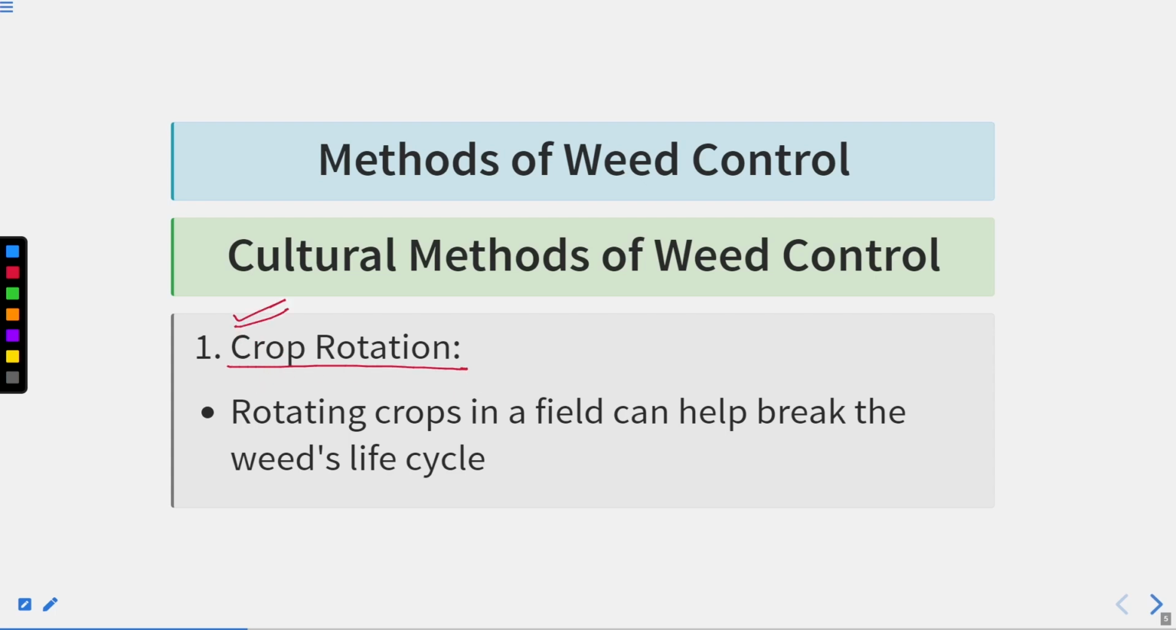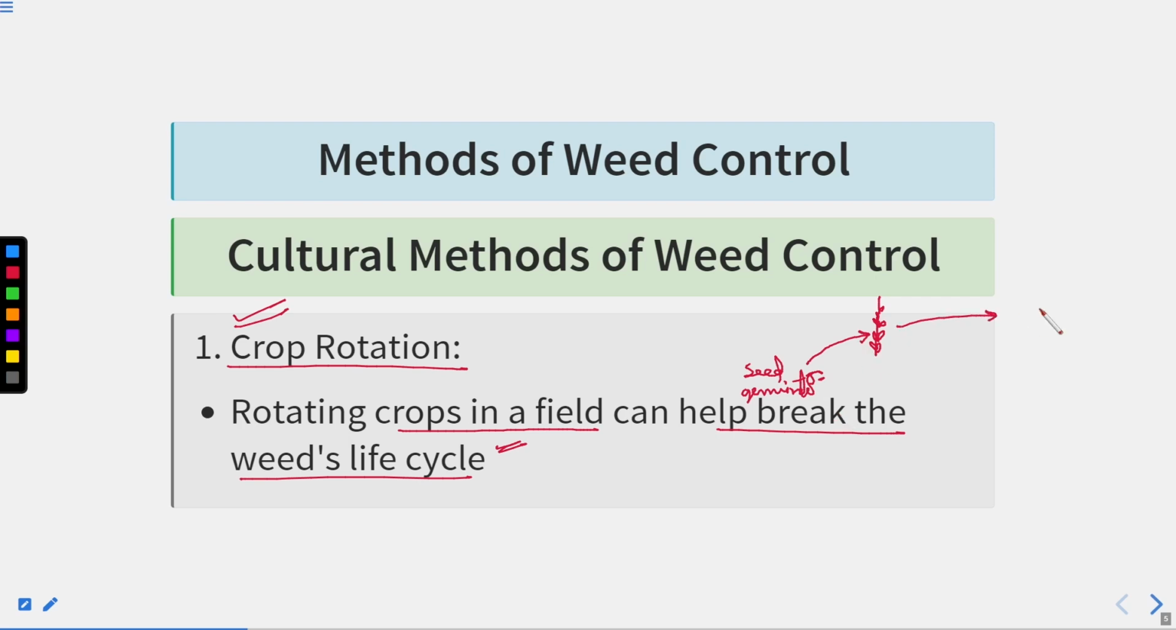If you follow crop rotation, then what will happen? Rotating crops in a field can help break the weed's life cycle. So the weeds that are present in our cropland also have a life cycle. First of all, the plant is established when the seed germinates. Suppose this is a seed of a herb. So it germinates and it gives rise to a new plant.